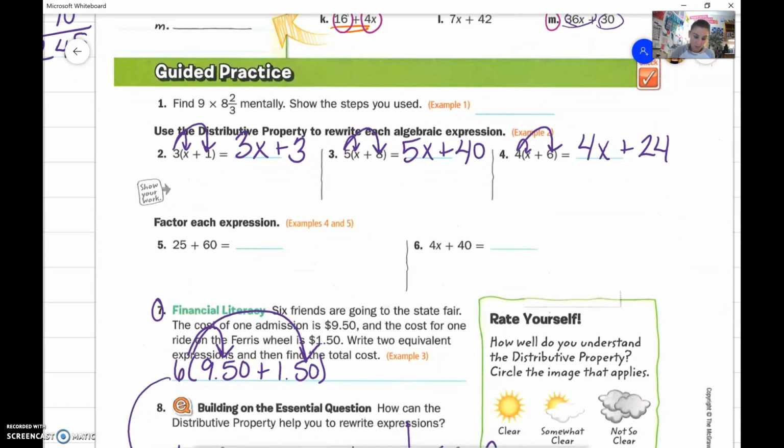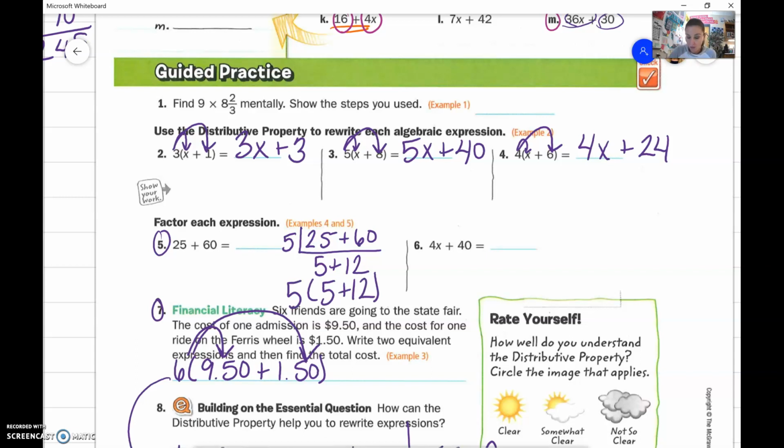It says factor each expression. So here we go. We've got 25 plus 60. I'm going to take out the greatest common factor of 25 and 60, which is 5. So 5 times what gives me 25? That's 5. 5 times what gives me 60? That's 12. When I look at 5 and 12, I know that I cannot take out a greater common factor other than 1. So we know we're finished. I'm left with 5 in parentheses, 5 plus 12.